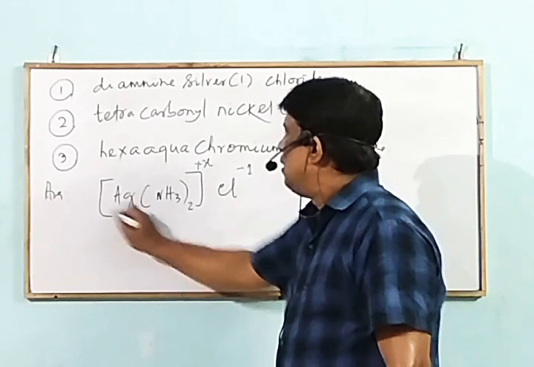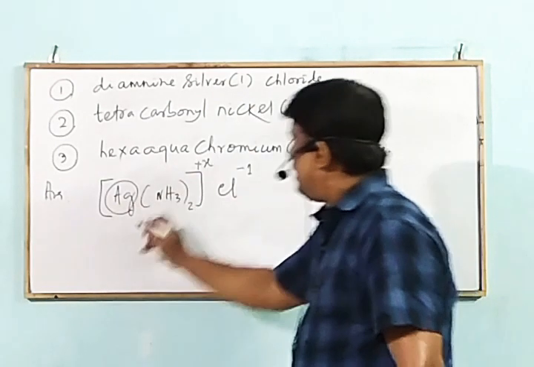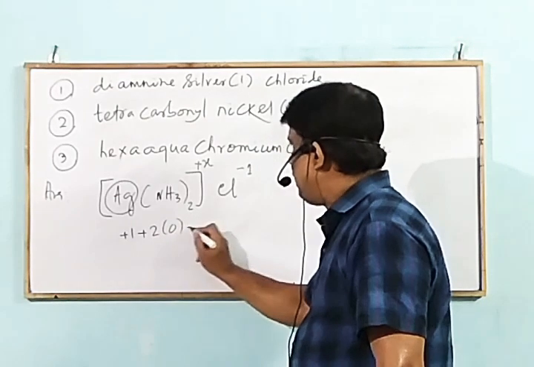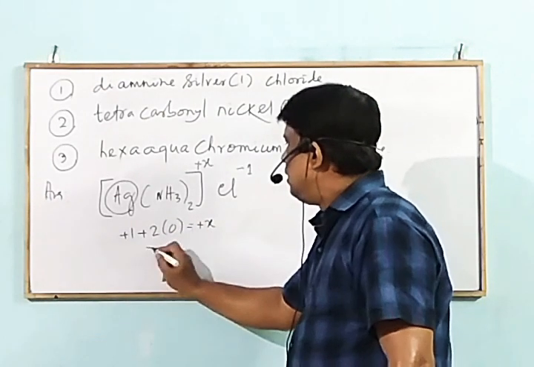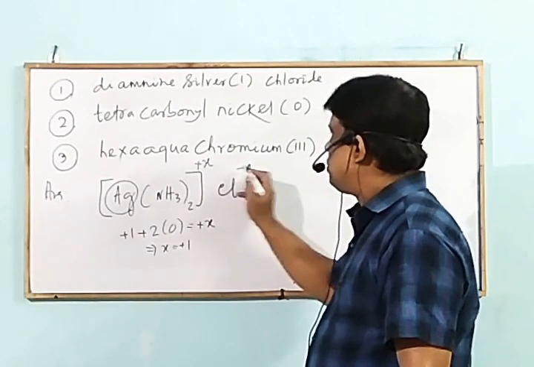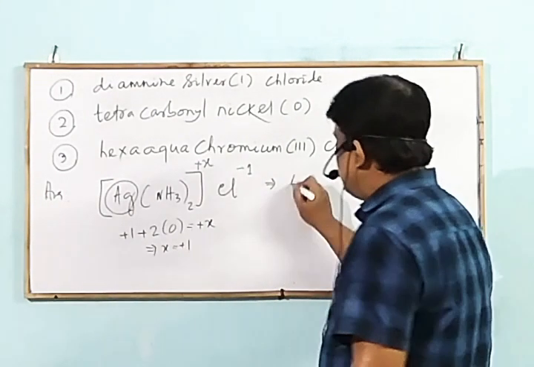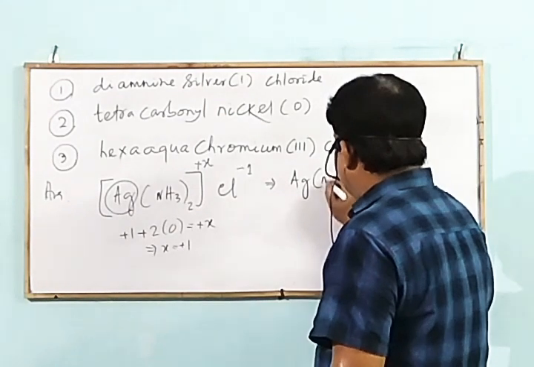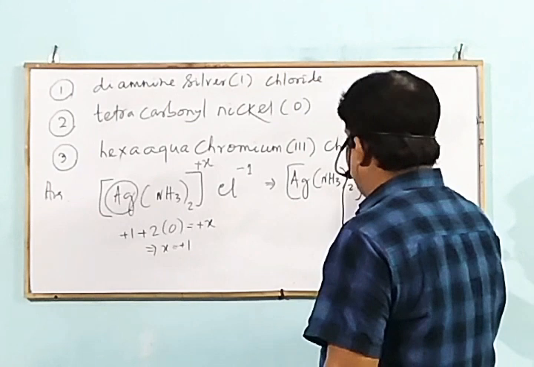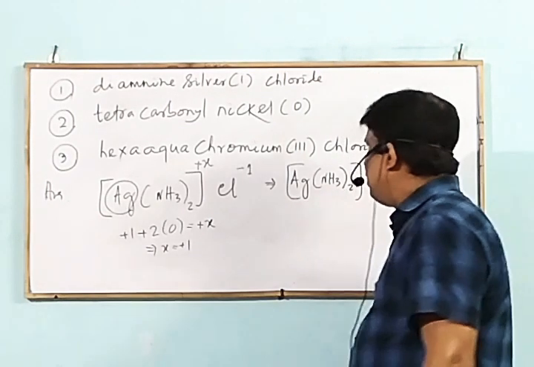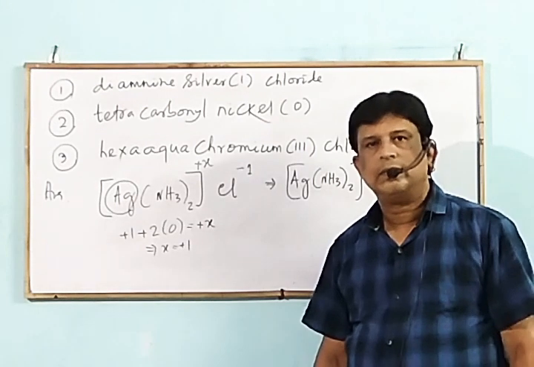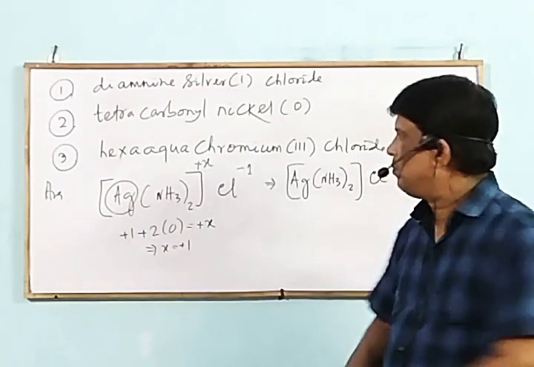Mark that the oxidation number 1 is given. So it is plus 1 plus 2 whole into 0 is equal to plus X, which implies X is equal to plus 1. So it is plus 1, and plus 1 minus 1 cancel. So the expected formula is [Ag(NH3)2]Cl. It is diamine silver 1 chloride. Move to the second part.